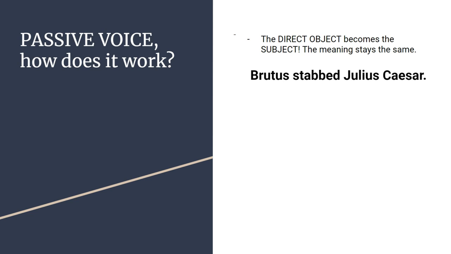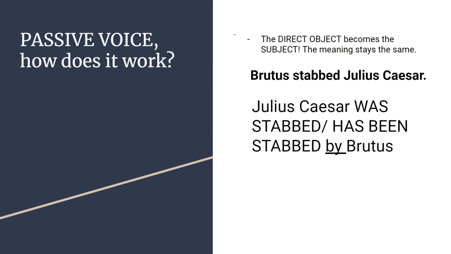Brutus stabbed Julius Caesar. Now, if I wanted to make this same sentence passive, I would take our direct object, which here is Julius Caesar, and I'd make it the new subject. I'd start with Caesar. So if I do that, I'm going to say Caesar was stabbed by Brutus. I can also say Caesar has been stabbed by Brutus.